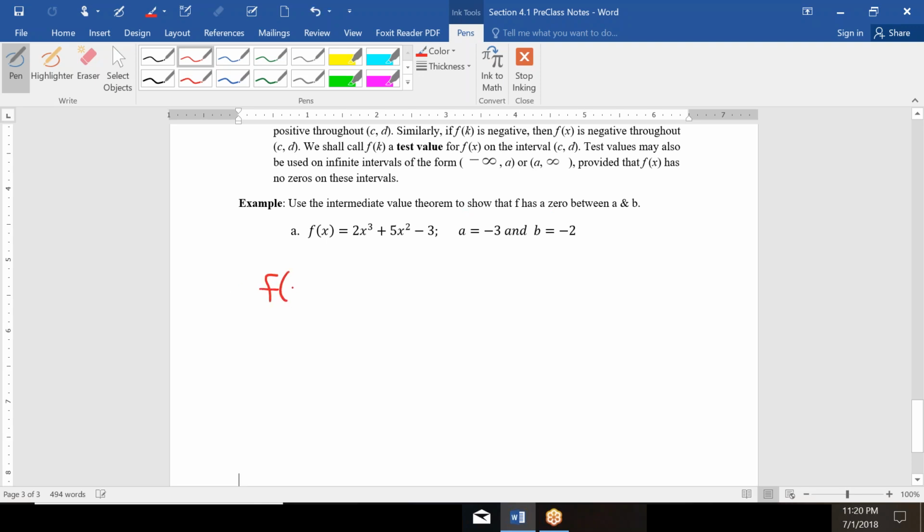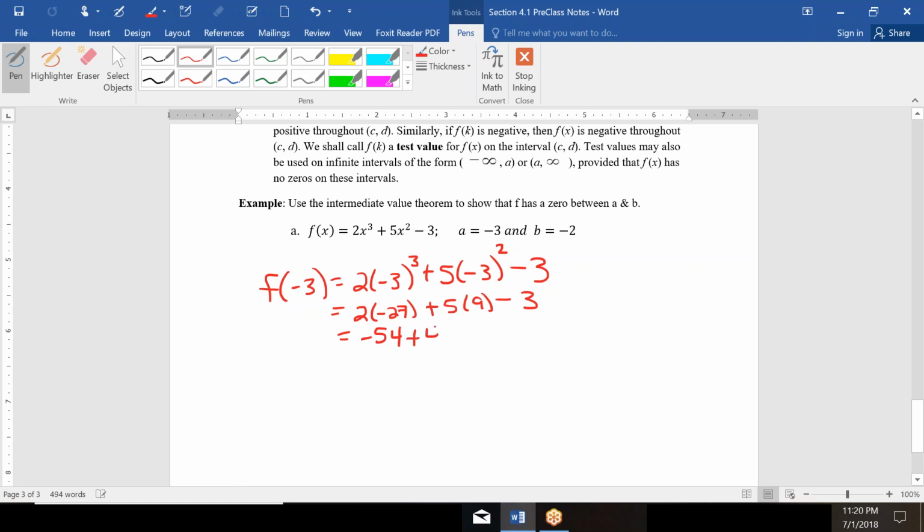So all that you need to do to test this is you just plug it into your function. So I'm going to plug in -3 first. Notice I'm just writing it into the function f they gave me. That's squared. We'll work out our exponents first. So this would be -27. And then 5 times 9, because it would be squared. 2 times -27 is -54. 5 times 9 is +45, minus 3. -54 plus 45 is -9, minus 3 more is -12. So notice this is a negative y value.